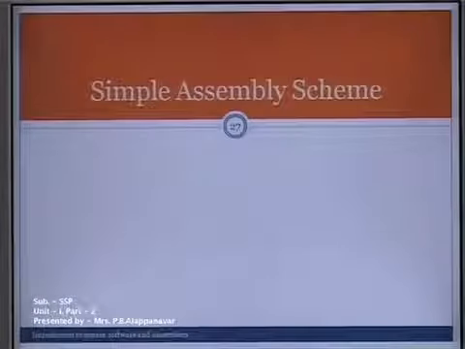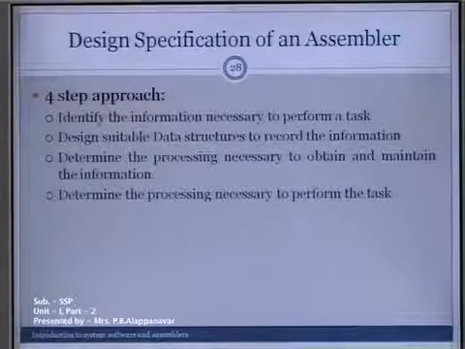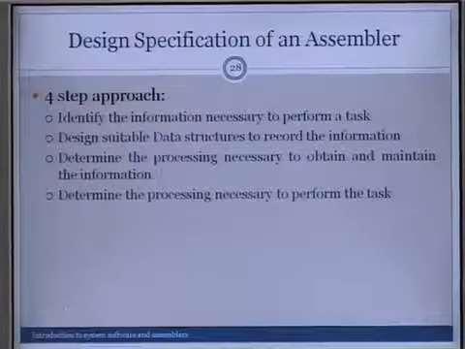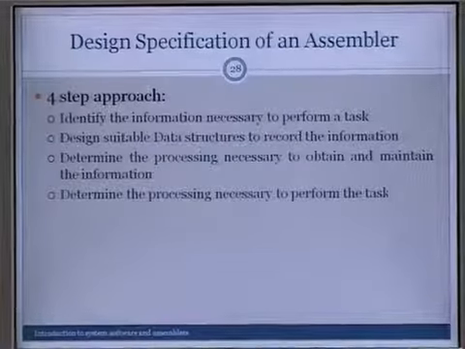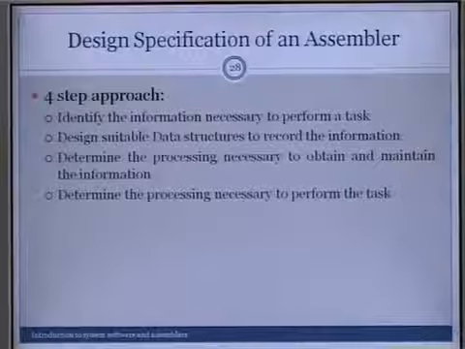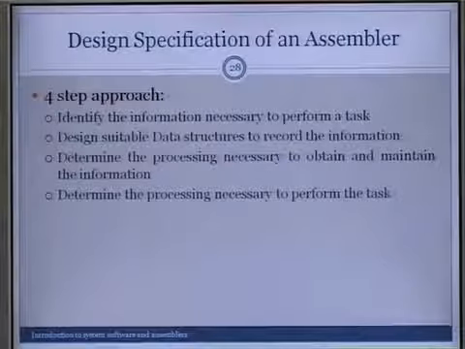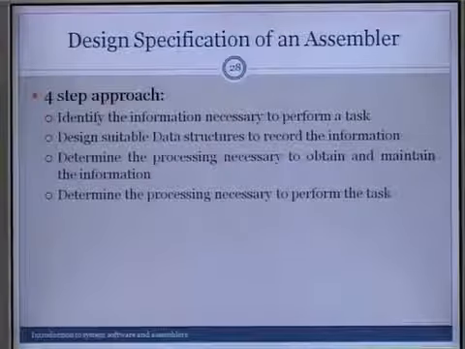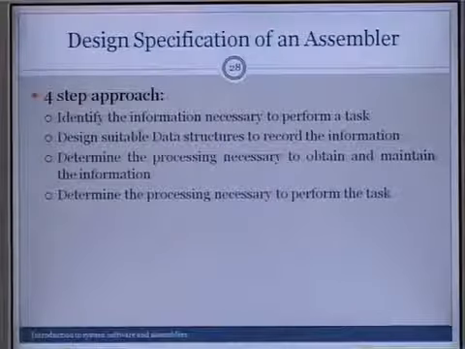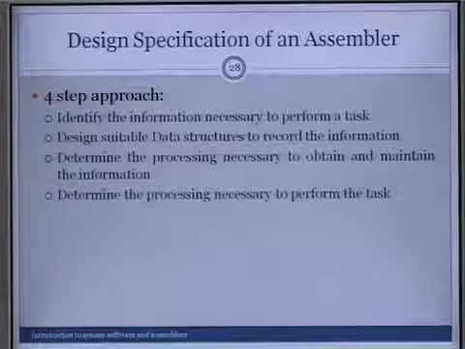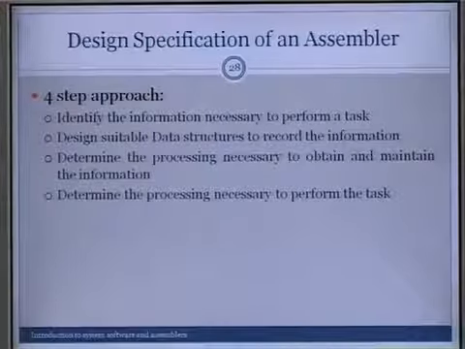Now we look at a simple assembly scheme. In this we look at the design specification of an assembler, that is, to make a 2-pass assembler or a 1-pass assembler, what steps need to be followed. The first is you need to identify the information that is necessary to perform a particular task. That is, if I want to convert an assembly program to its equivalent machine language, then what information is required so that I am able to perform that task? We have to identify that information.